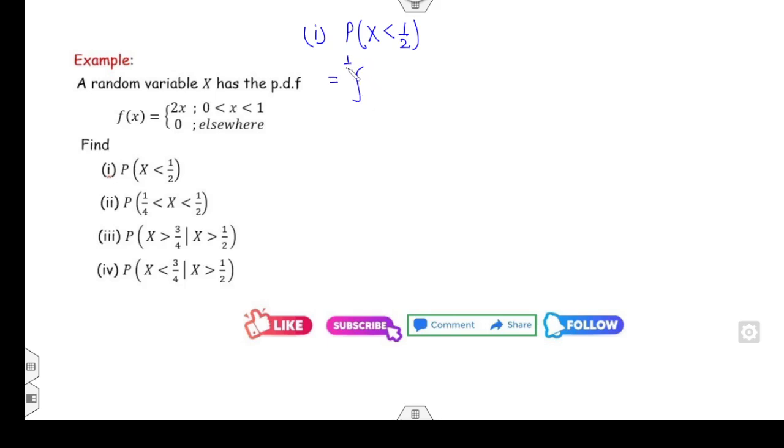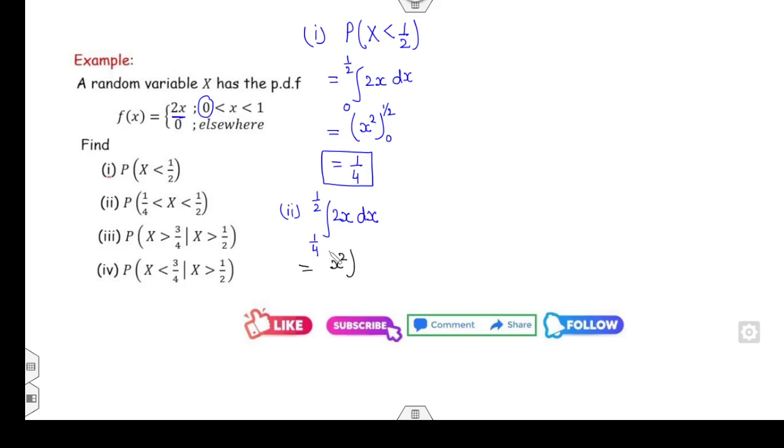So the upper limit is my half. The lower limit of x is 0, of 2x. Now what is the integration? It is x square from 0 to half. The answer is 1 over 4, which is the right answer. Similarly, for the second part, you can integrate your function 2x from 1 over 4 to 1 over 2. So what is the answer? The integration is x square from 1 by 4 to 1 over 2. So 1 over 4 minus 1 over 16. So 3 over 16 is the right answer of the problem.